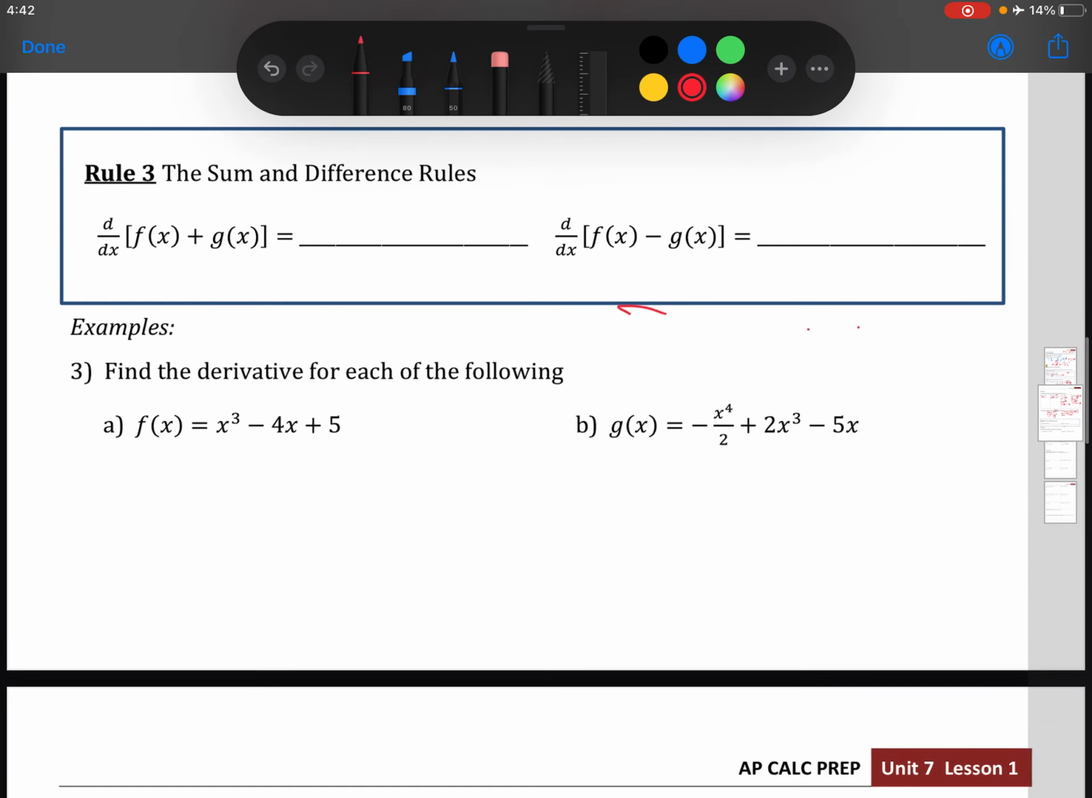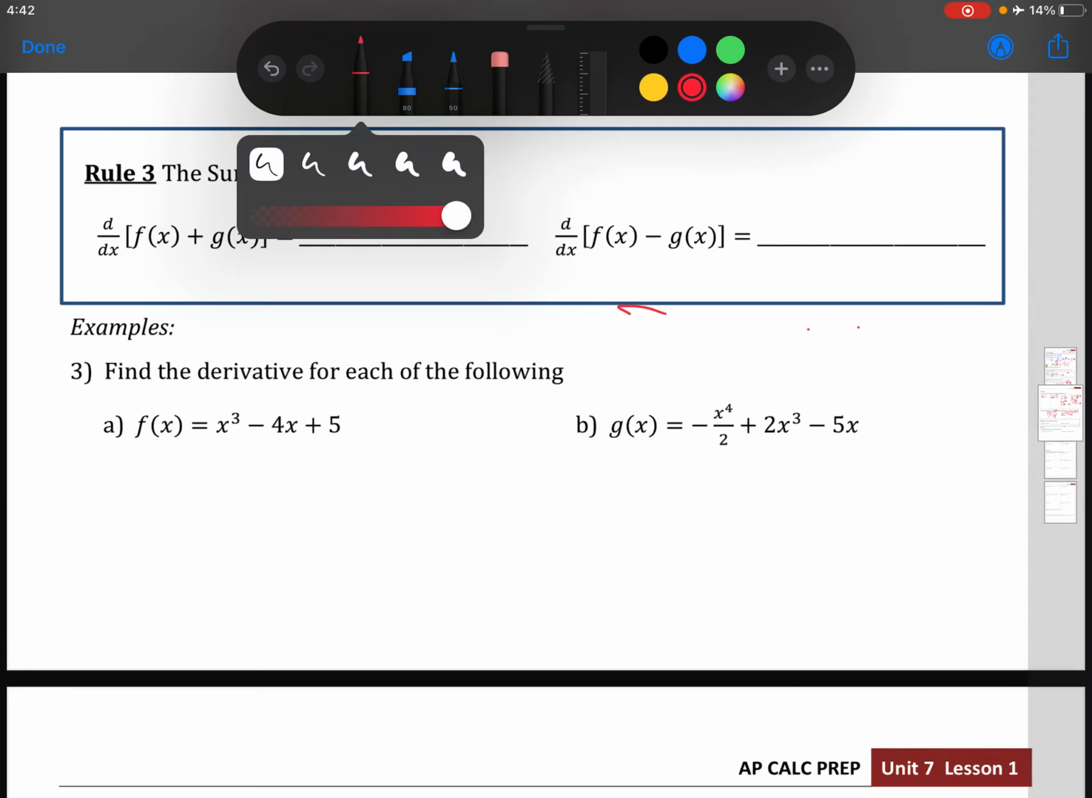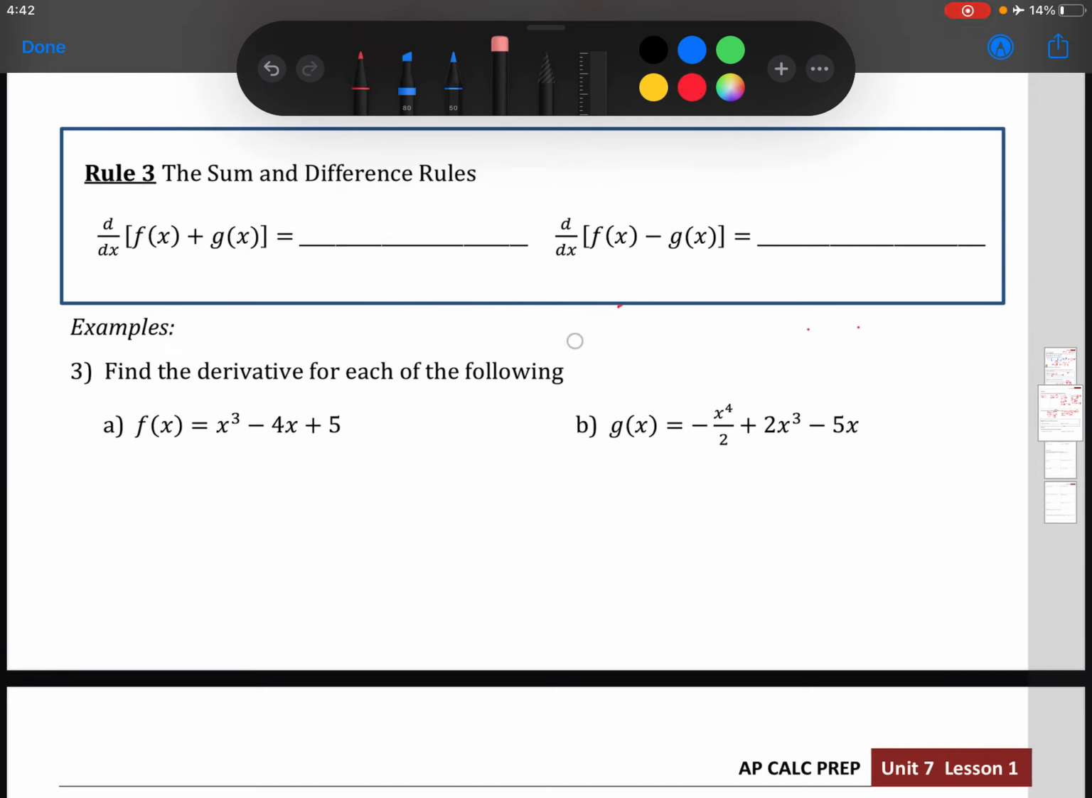Rule number 3 that we're going to learn today is the sum and difference rules. They're very simple. They're very similar to your limit rules also. So you can take the derivative of each one.